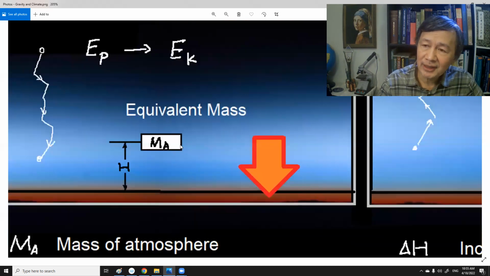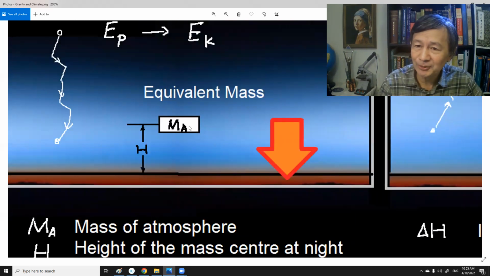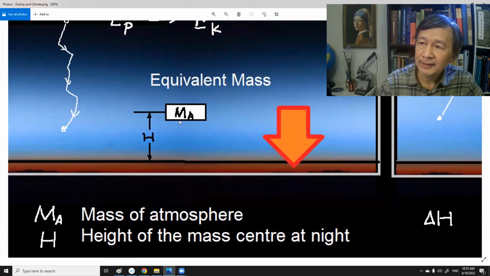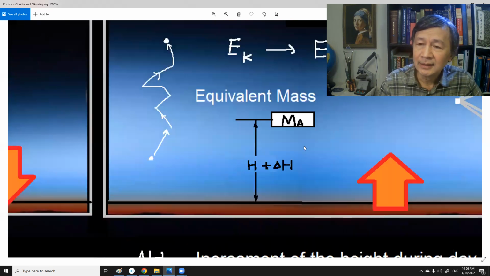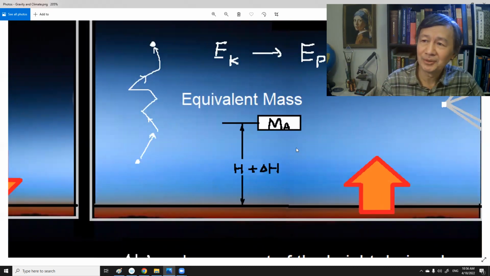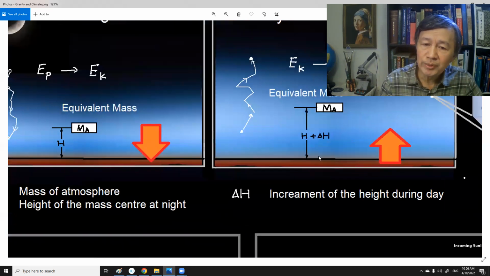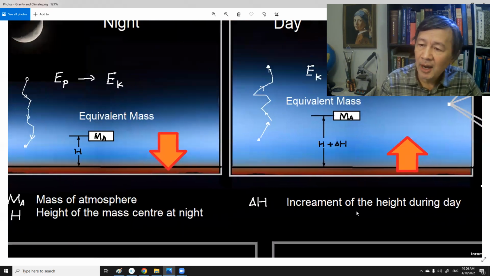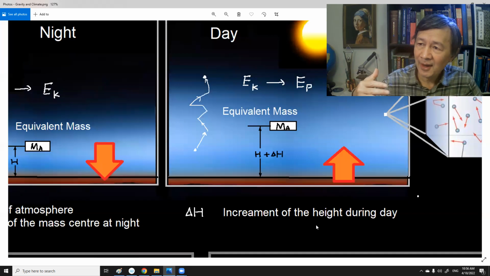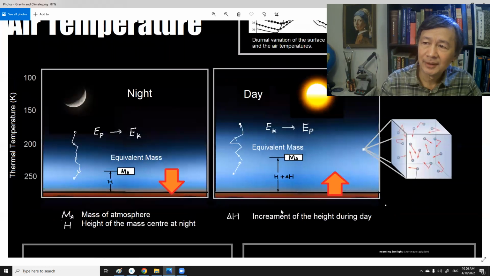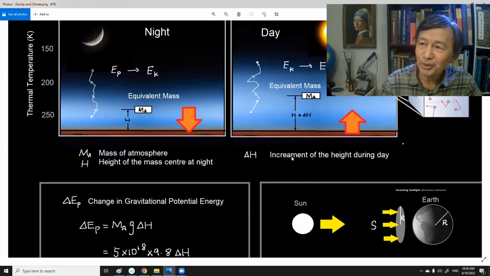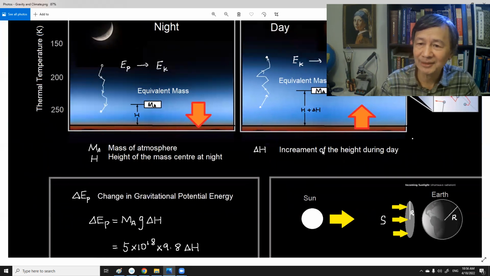Using this nearly point mass model, we can work out the total gravitational potential energy of the atmosphere at night. And we can also work out the total gravitational potential energy of the atmosphere during the day. In this way, we should be able to work out the increment of the height of the mass center of the atmosphere, and do some quantitative estimates.